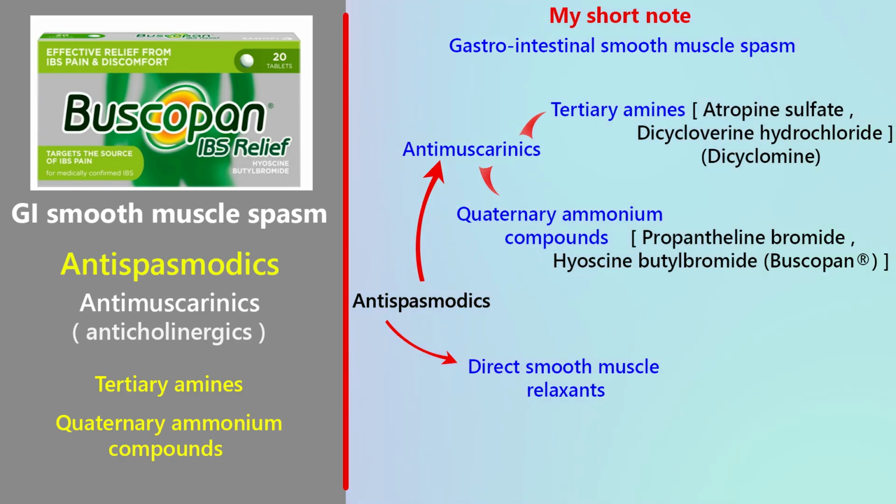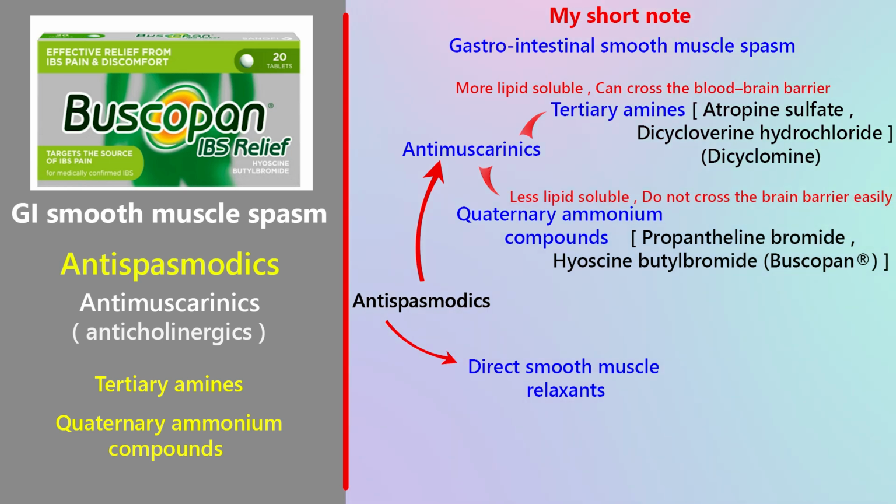Why two types? Simple explanation. Tertiary amines are more lipid-soluble and can cross the blood-brain barrier, so they have a higher risk of central nervous system side effects. Quaternary compounds are less lipid-soluble, do not cross the blood-brain barrier easily, cause fewer central nervous system effects, and also absorb less from the GI tract, so their action stays mostly in the gut.